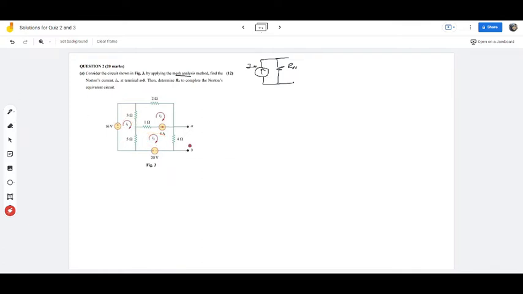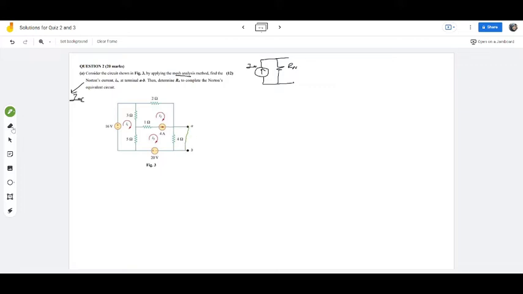Okay, now when you look at the question and ask for Norton current, the first thing you have to remember is that I Norton is I short circuit. When there is no short circuit, you have to create one. If there is no short circuit, you need to create one.